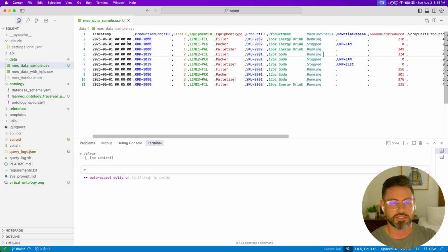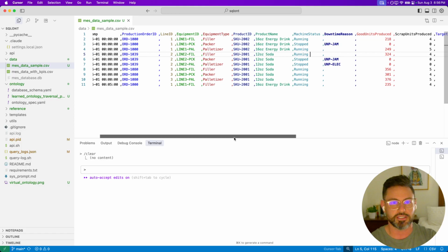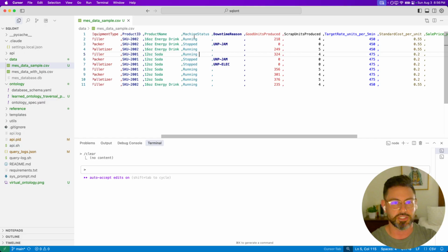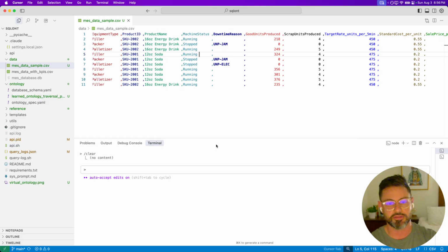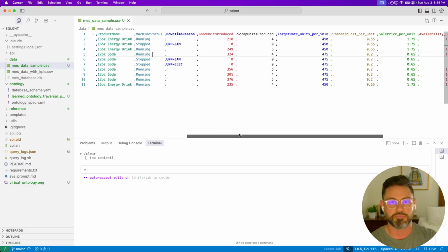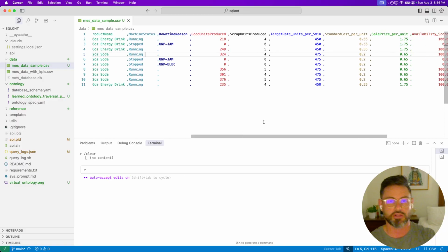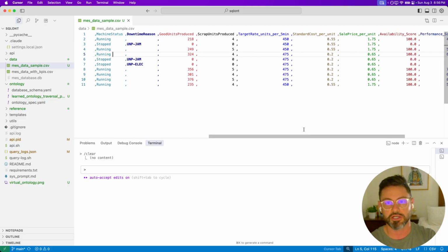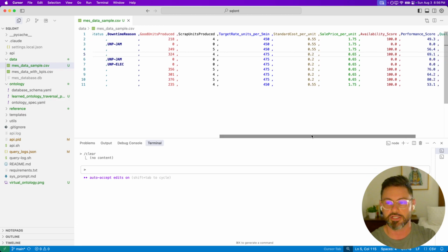You've got things like timestamps, production order, the manufacturing line, equipment ID, equipment type, the product ID, the name, the machine status, downtime reasons. These are very common when you're dealing with production lines. The number of good units produced. This is the quality measure, scrap. The target rate, meaning how many units per 5 minutes you should be able to make. The cost per unit, sale price. You can get things like margin backwards out of that.